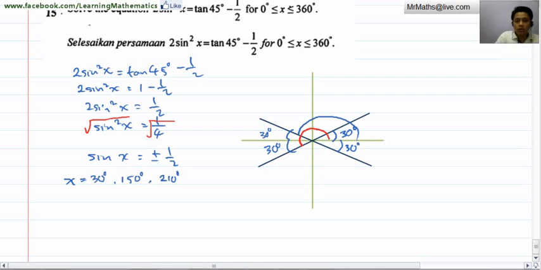And the last one is this one. That is 360 minus 30, which is 330 degree. So that's the answer. This is for the range of x between 0 and 360 degree. Okay, move on.